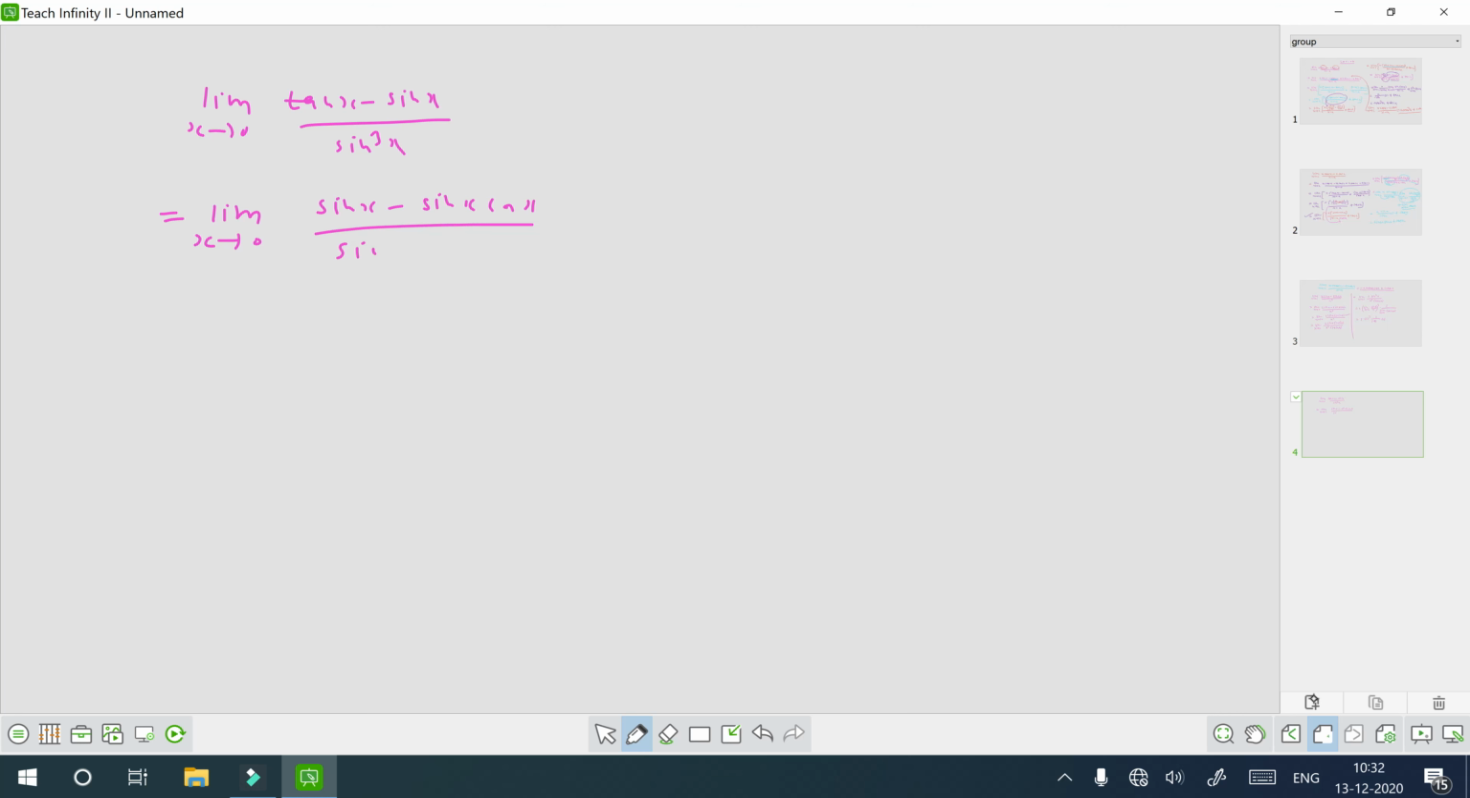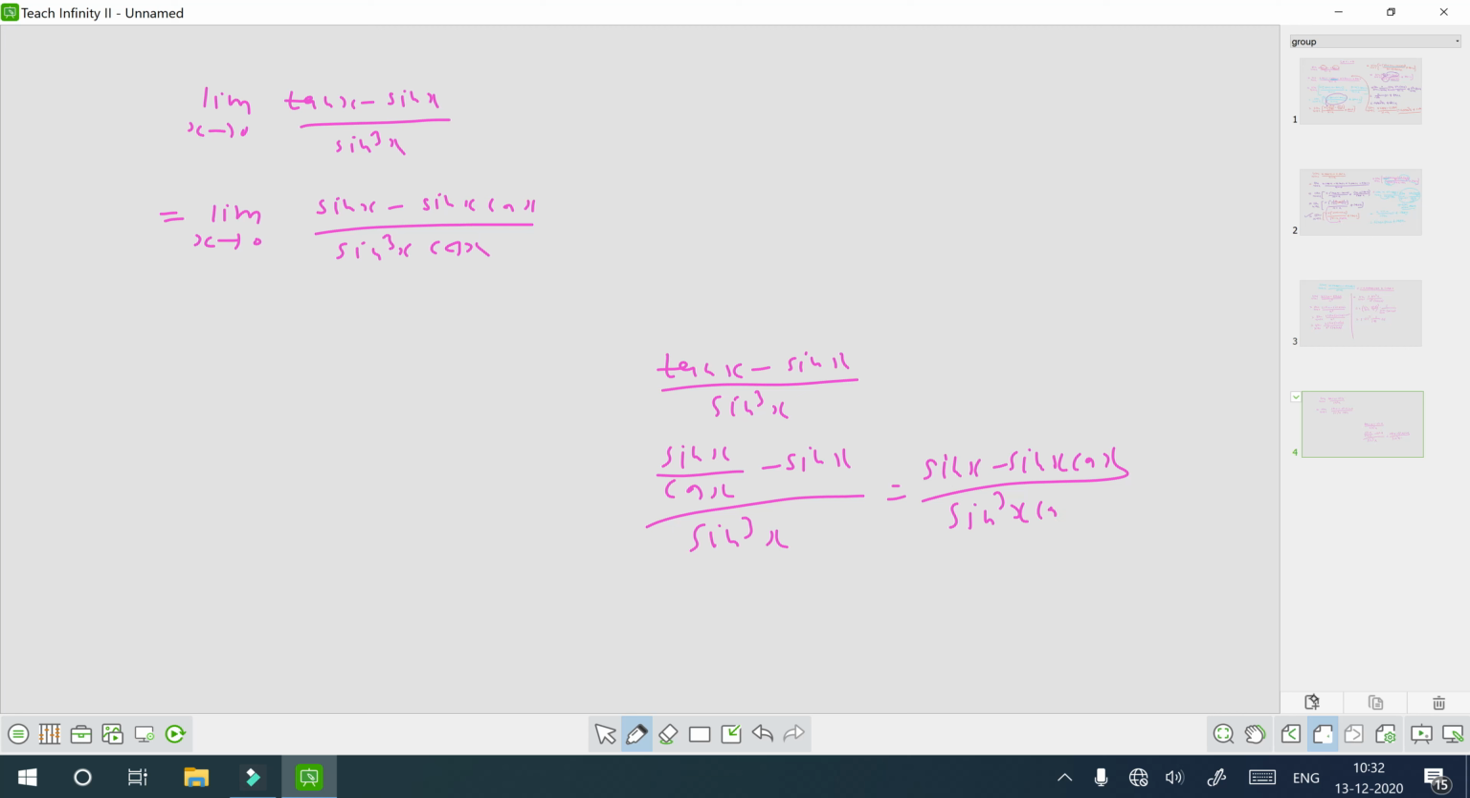Over sin cube x into cos x. Clear or not clear? See here: tan x minus sin x over sin cube x. That is sin x over cos x minus sin x over sin cube x. Take LCM: sin x minus sin x into cos x over sin cube x into cos x.